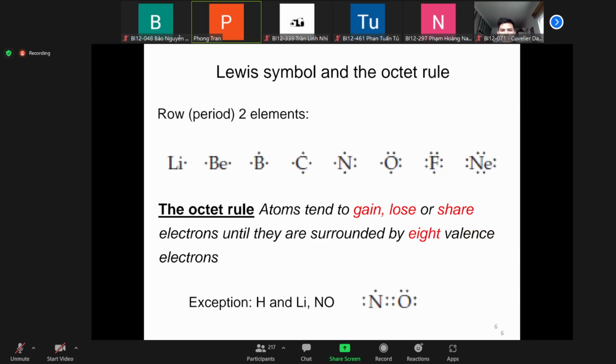Now, take a look at the second row of elements. You start from lithium, you have 1 electron, so 1 dot.